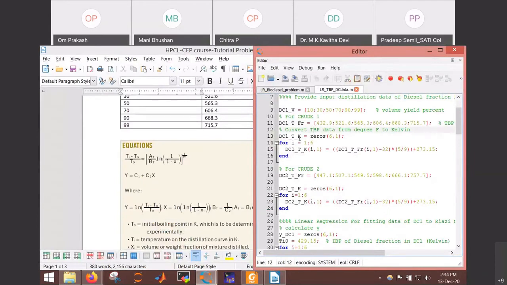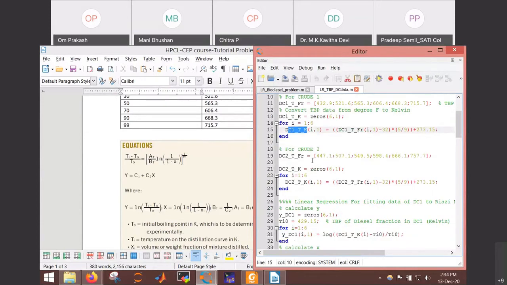So these are in Fahrenheit. First we converted that into Kelvin using this formula: Fahrenheit minus 32, multiplied by 5 by 9, plus 273.15. So this became Kelvin. Similarly, we did that exercise for crude 2, the second crude, so this becomes Kelvin.